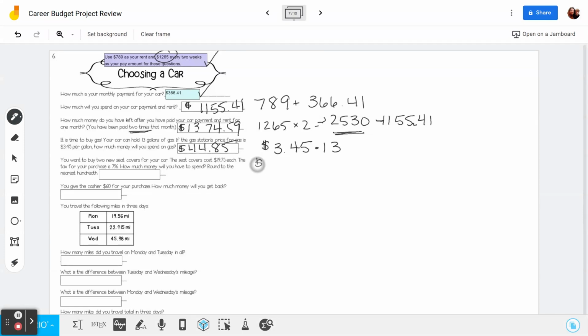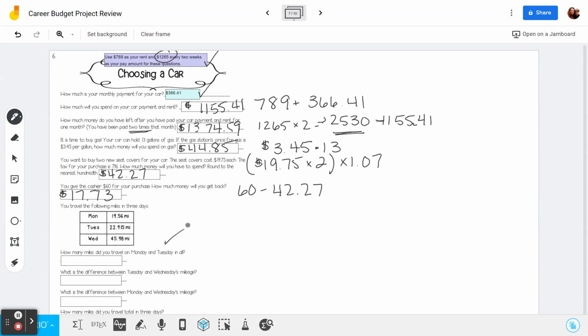You want to buy 2 new seat covers. So we have $19.75 times 2. And then we also have to add on 7% tax. So when we do that, we would end up spending $42.27. If you give the cashier $60 and the bill is $42.27, how much do you get back? So you're going to subtract. Okay.